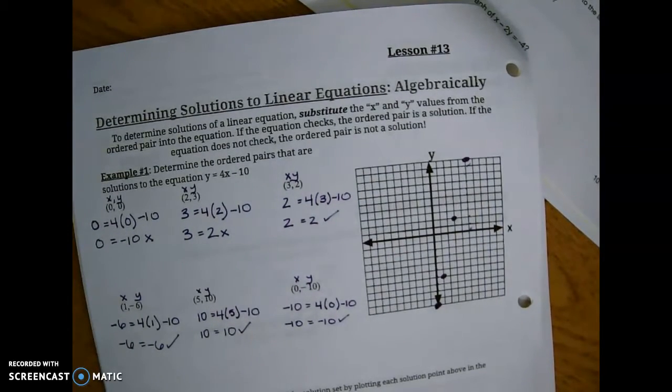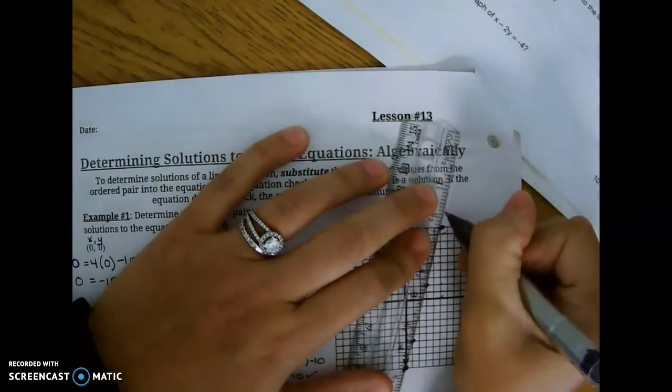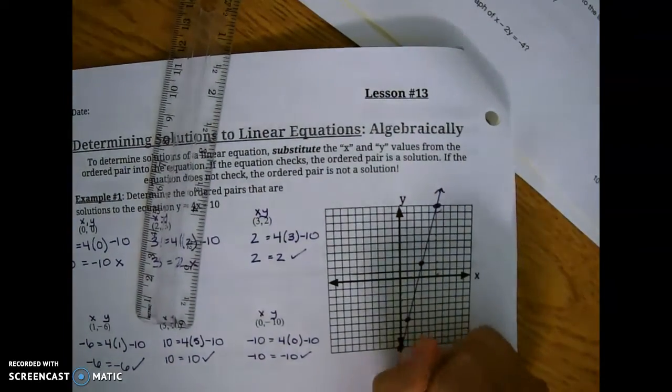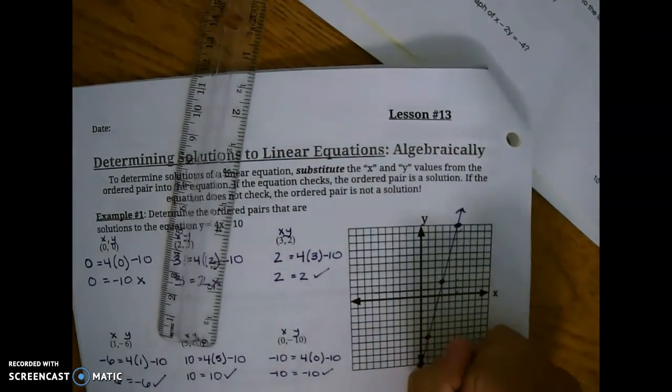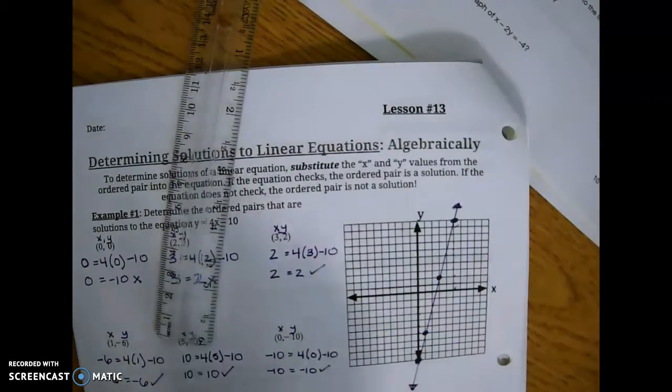Okay. What I want you to do is grab a ruler or a straight edge of some sort, maybe an index card or the side of a piece of paper, and you're going to connect your points. Okay. Notice they create a straight line. And that's what we're going to be doing when you come back to class tomorrow: graphing straight lines based off of these equations.